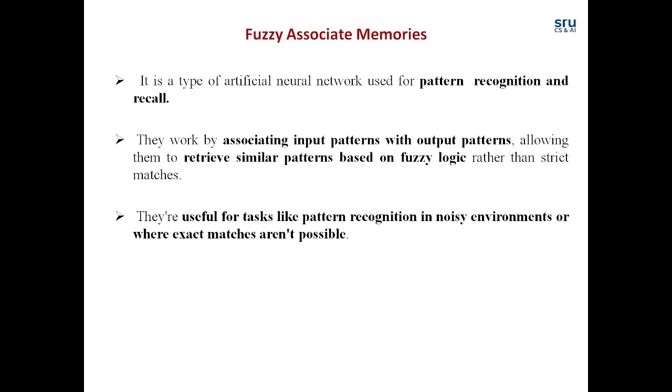Fuzzy associative memory. It is a type of neural network model which is used for pattern recognition and recall. It works by associating input patterns with output patterns, allowing it to retrieve similar patterns based on fuzzy logic rather than strict matches. These networks are useful for tasks like pattern recognition in noisy environments or where exact matches are not possible.